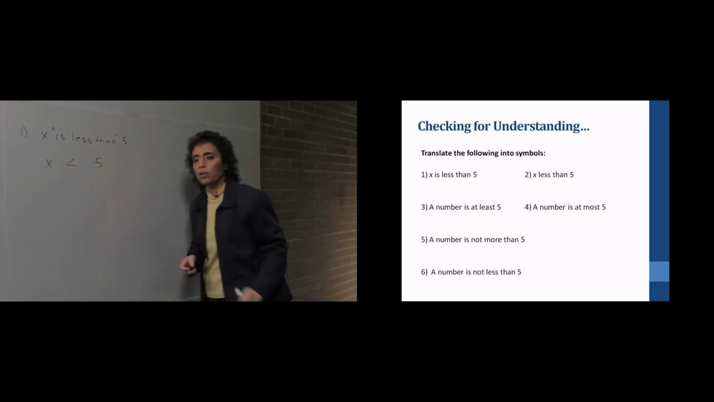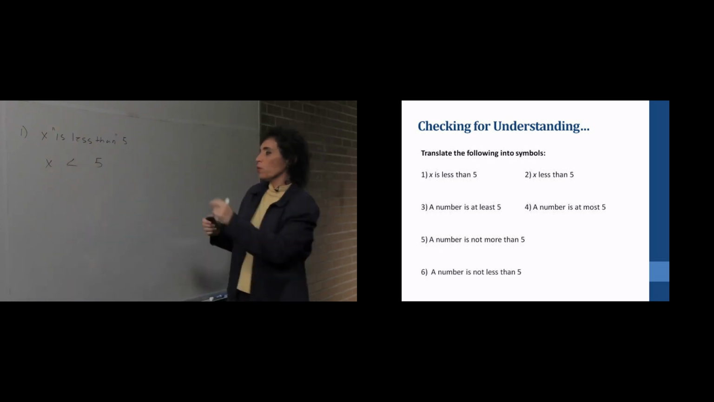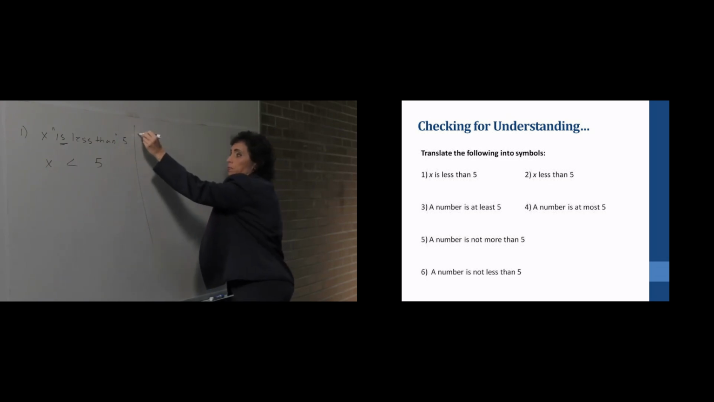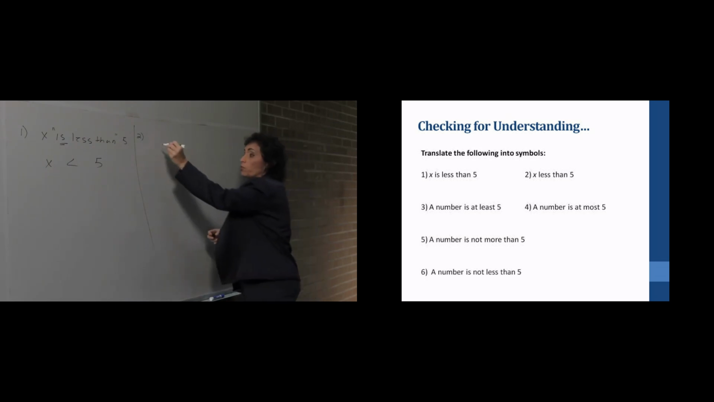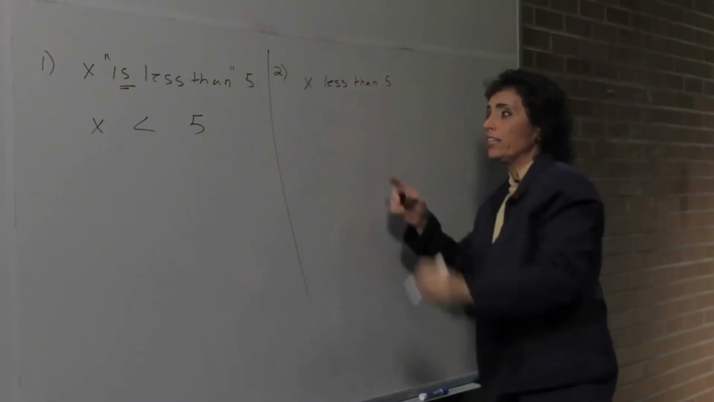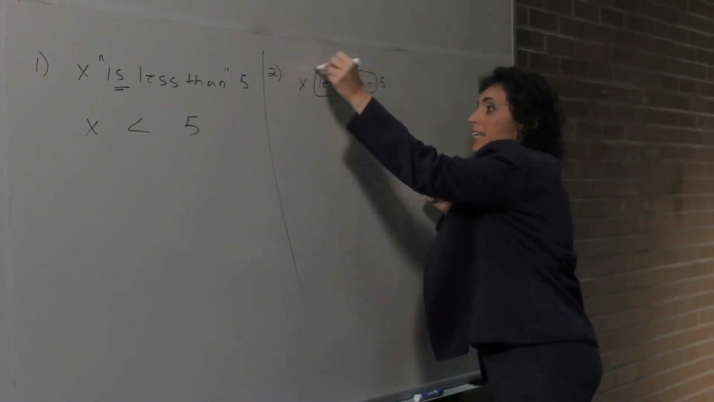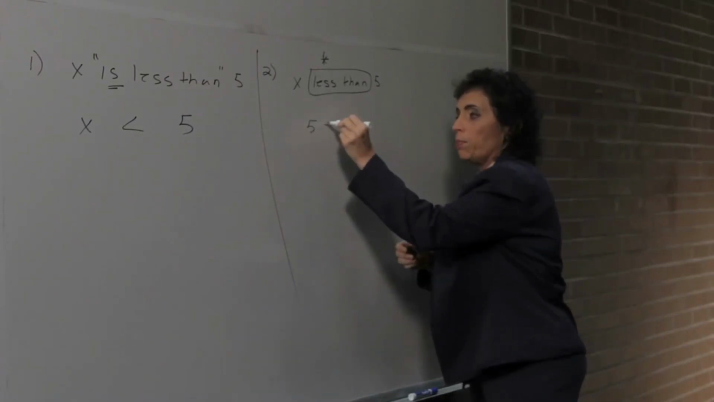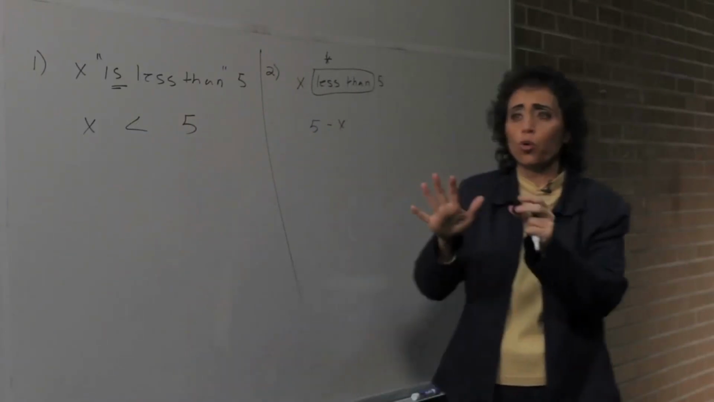That's the inequality symbol. If it was just the word less than, that would be switching the order and subtraction. So we have to make sure we understand that the word "is" tells us it's the inequality symbol. Number 2 says x less than 5. It has no "is." This is subtraction. And remember, less than is that keyword phrase that tells us to switch the order. So this is 5 minus x. Make sure you can see the difference between these two because it means something totally different.